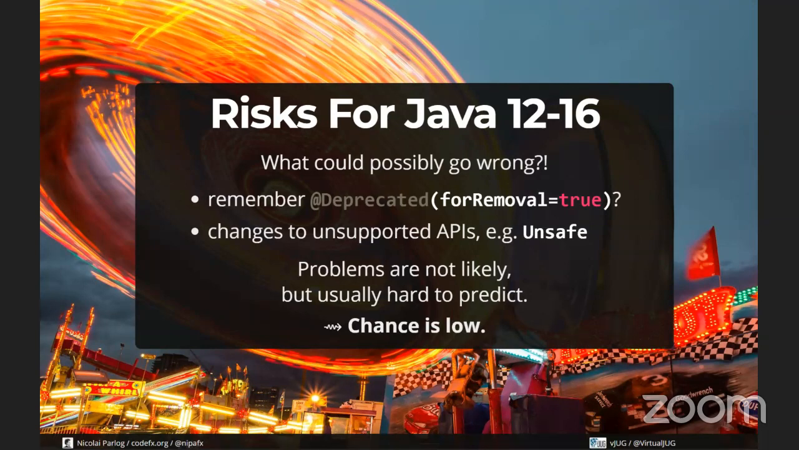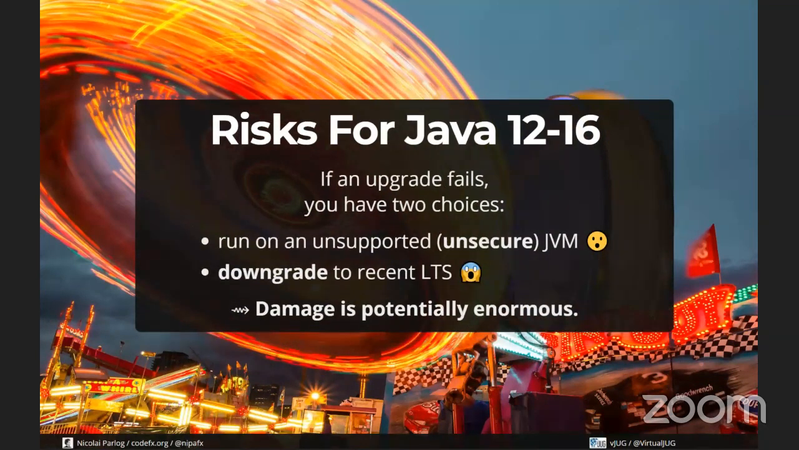So the chance that this happens is quite low, but it's not really easy to predict. Unless you know your stack really, really well and you know exactly which Java APIs you're using, even the weird parts of your application, it might be hard to predict whether this might hit you. But I would say over the entire ecosystem, the chance is very low. But if an upgrade indeed fails, if you are on Java 12 right now and you cannot make the jump to 13 because of one of the removals, then what do you do? You either stay on Java 12 and run an unsecured JVM, that's not good, or you downgrade to 11.